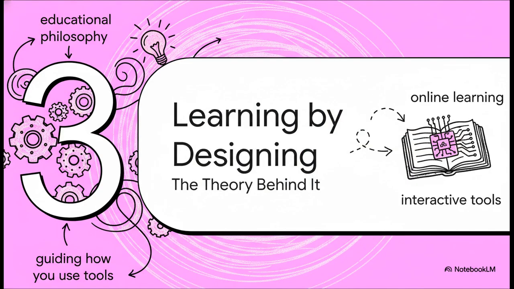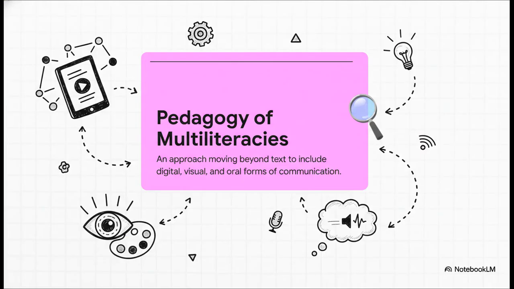But here's a really key insight, and this is important. Amazing online learning isn't just about having flashy, cool tools. It's about having a solid educational philosophy that guides how you actually use them. The team at UFSM based their whole redesign on something called the pedagogy of multiliteracies. Now, I know that sounds like a super academic term, but it's actually a simple, really powerful idea. It basically says that in the world we live in today, being literate isn't just about reading and writing words on a page anymore. It's also about understanding and creating meaning with digital stuff, with visuals, and with spoken communication.